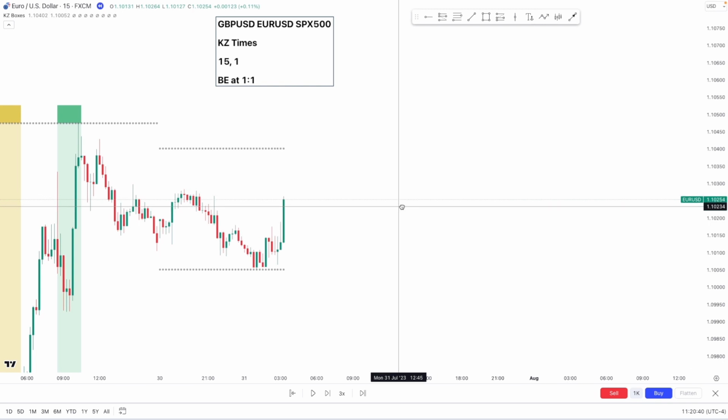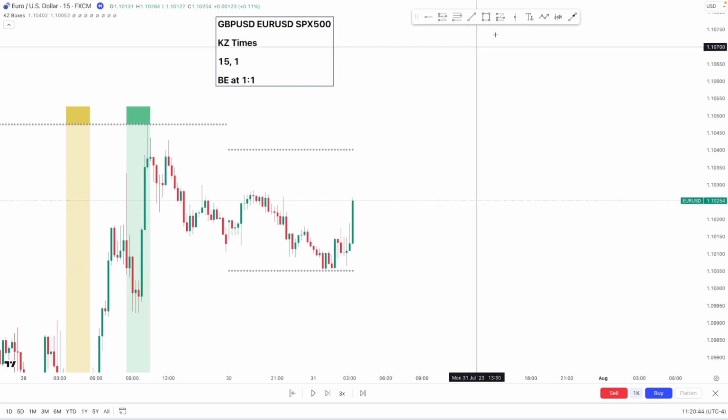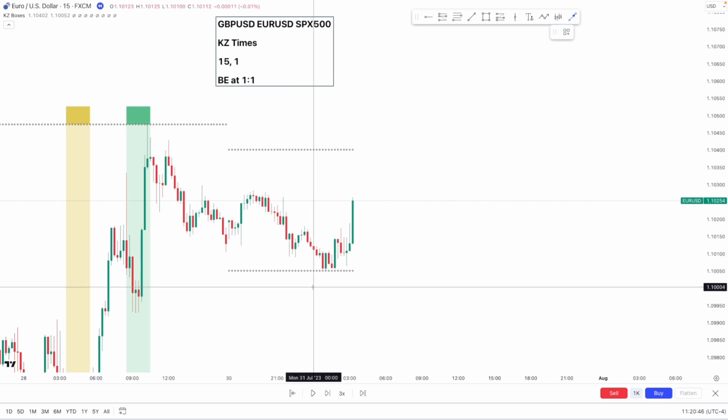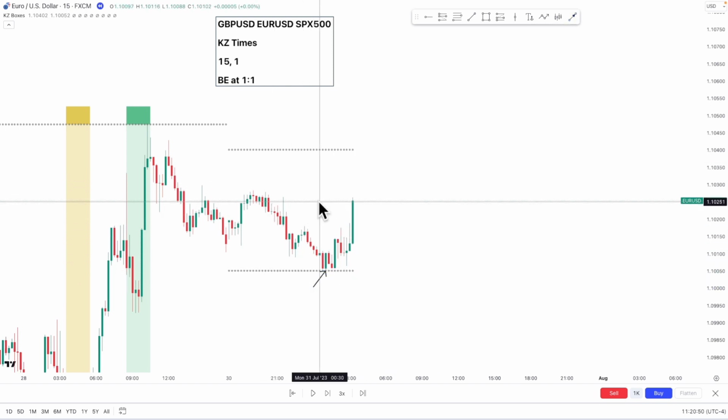So we're going to go on the 50-minute time frame, and then we're just going to wait for a high or a low to be taken out. So for example, there's this low right over here, there's this high right over here, there's this low right over here, there's this high right over here. Wait for the swing points to be taken out.